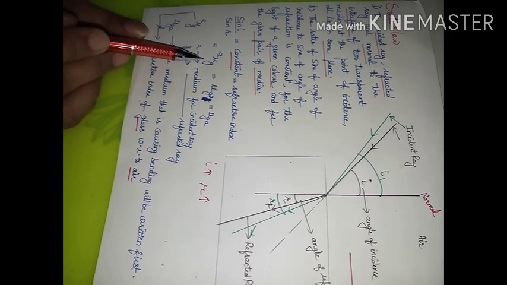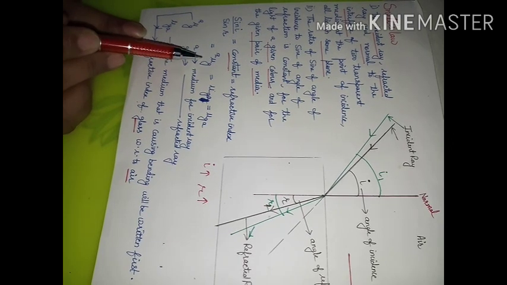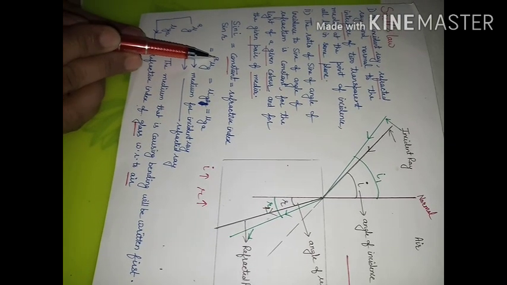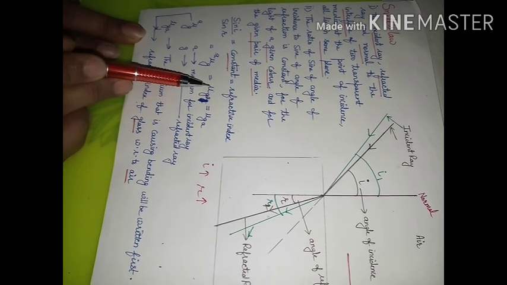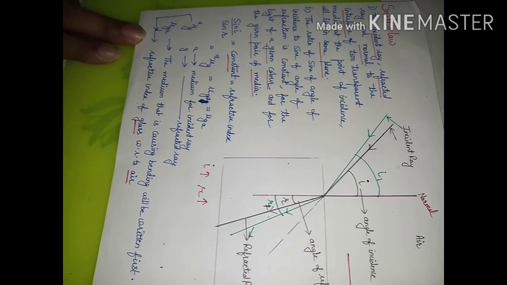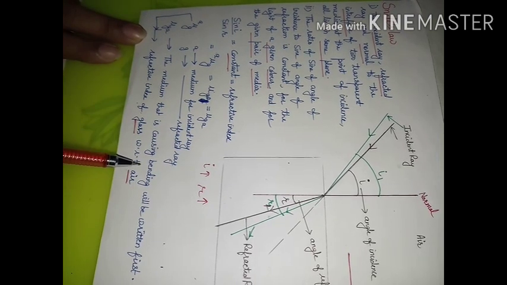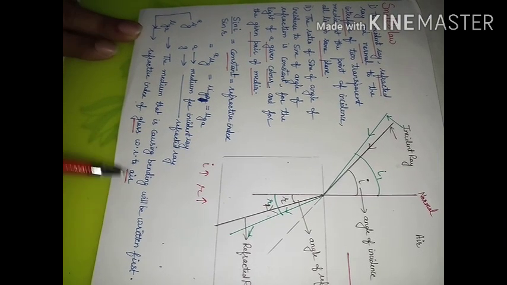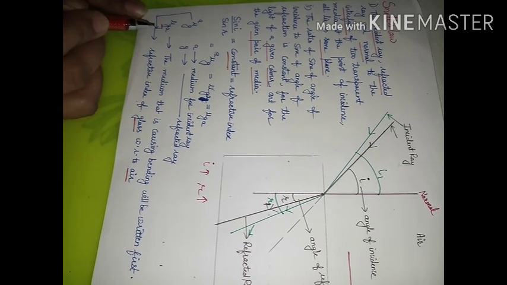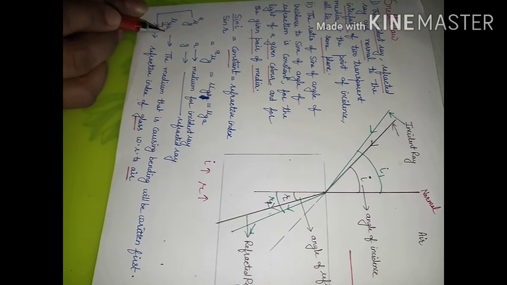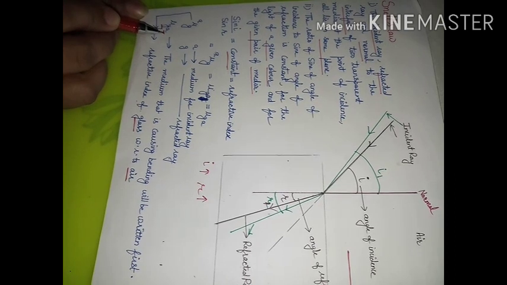So A mu G, how will you read? Refractive index of glass with respect to air. The medium that is causing the bending or refraction will be written first in this case, and the medium through which the ray of light is coming will be written later on.